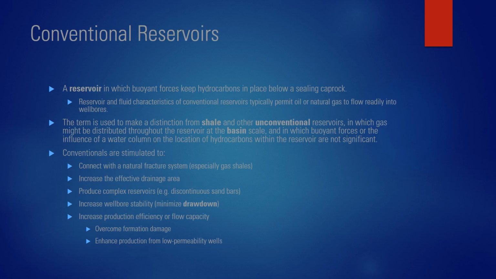Conventional reservoirs. A conventional reservoir is a reservoir in which buoyant forces keep hydrocarbons in place below a sealing caprock. Reservoir and fluid characteristics of conventional reservoirs typically permit oil or natural gas to flow readily into the wellbores.